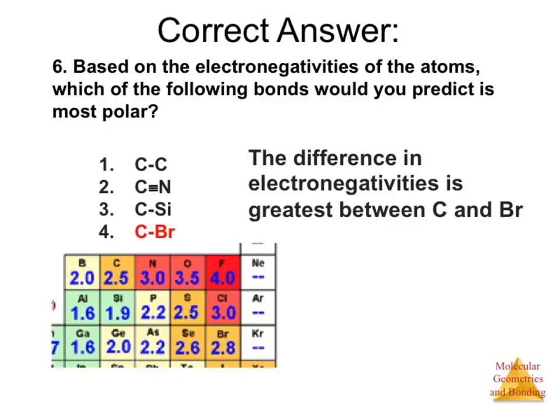Unfortunately, I don't have anything else to tell you on that. It's going to come down to what she's expecting you to know and different approaches to this. One of the biggest discrepancies with this question comes from that term most polar. The carbon-bromine bond is more polar than the carbon-nitrogen triple bond, but not because of electronegativities.